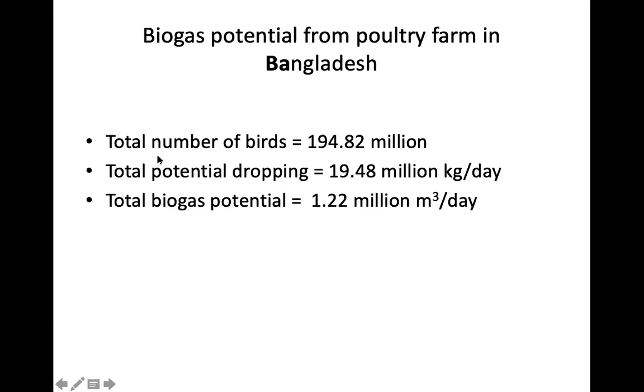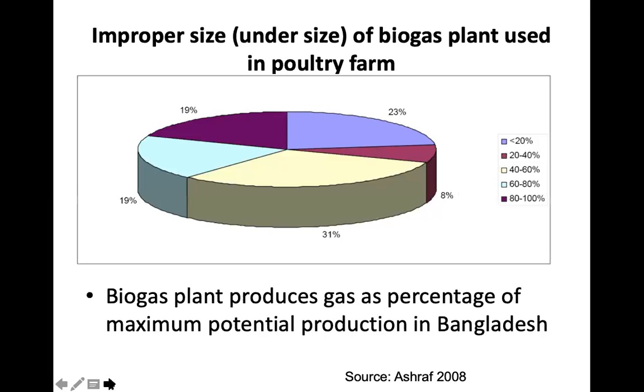Yes, it is obviously important. Total number of birds: 194.82 million, but now maybe a little higher. Total potential droppings: 19.48 million kg per day. Total biogas potential: 1.22 million cubic meters per day. So there is a very nice new opportunity because poultry farms are increasing day by day, and this is a good source. Improper size, undersize of biogas plants in poultry farms.